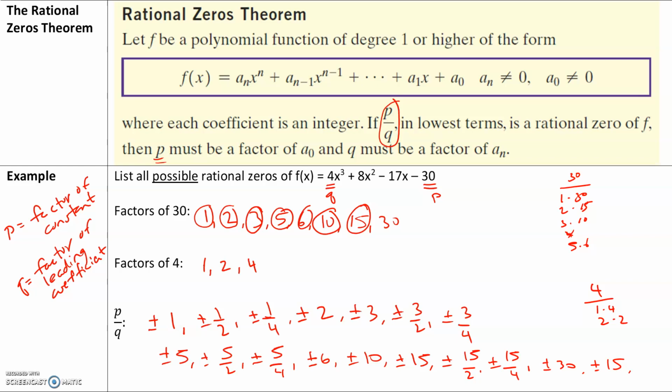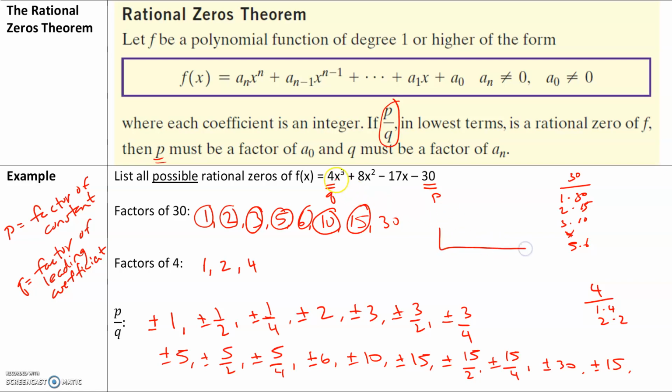If we were to do this by hand, here's what would happen. We would have to set up synthetic division and test each of these to see which of those gives us a remainder of 0, because once we get a remainder of 0, we know that that number is a 0. So we would have to set up synthetic division, which would look like this.